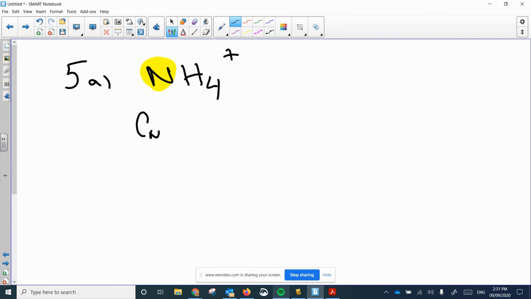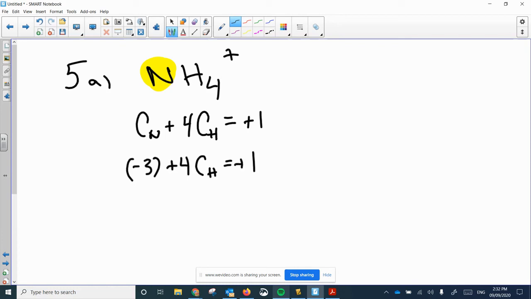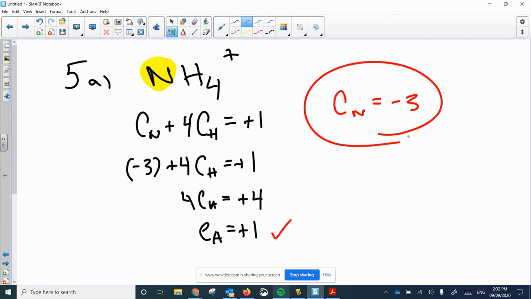In this case, the charge of nitrogen plus 4 times the charge of hydrogen has to add up to +1. Now, the most electronegative element is nitrogen. It would take its preferred oxidation number, if we refer to our table of common ions, a charge of -3. Do a little bit of math, add 3 to both sides. This works. Again, we just want to make sure our math works. The charge on our nitrogen atom is -3.